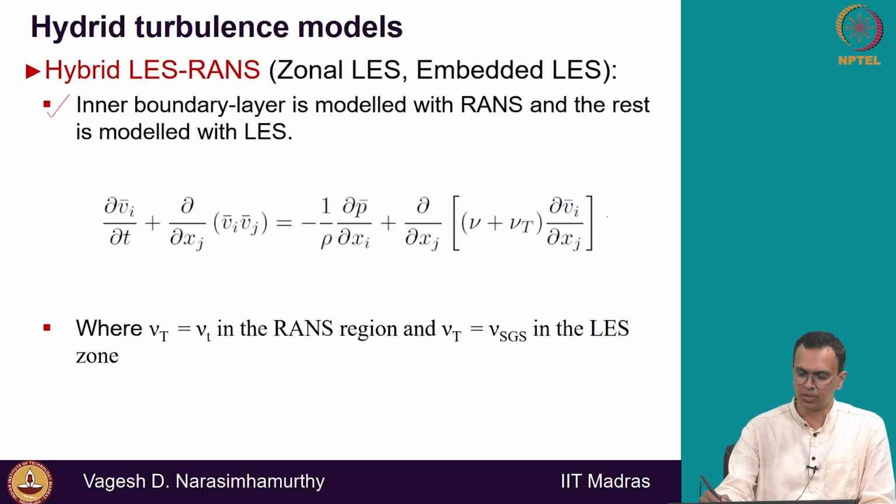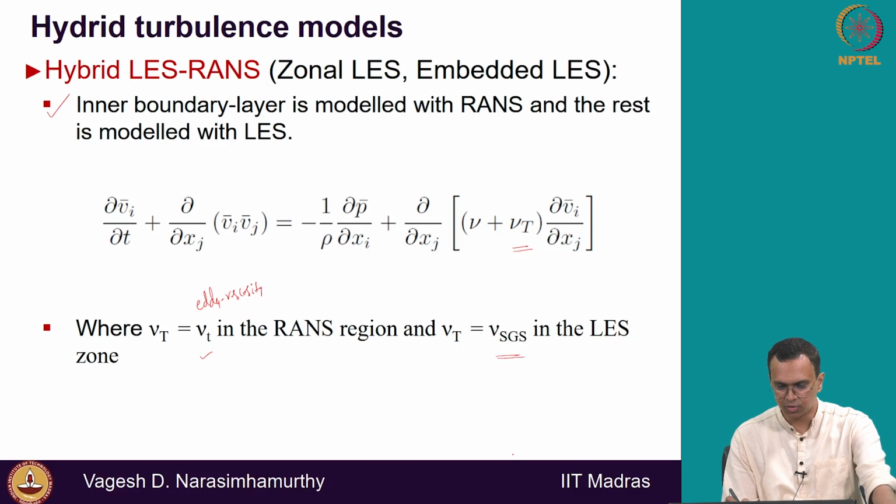So we can use this equation where this capital T means that it switches from nu small t, that is the eddy viscosity. This is your eddy viscosity for RANS, and it switches to SGS viscosity in the LES zone. But the inner layer has to be modeled by RANS here in a hybrid LES-RANS.